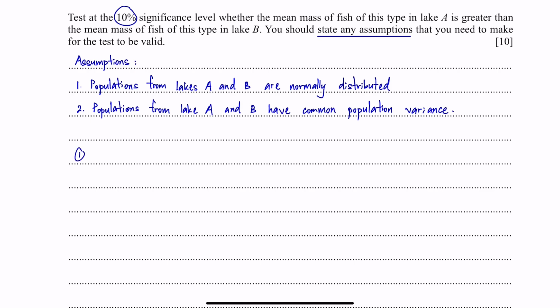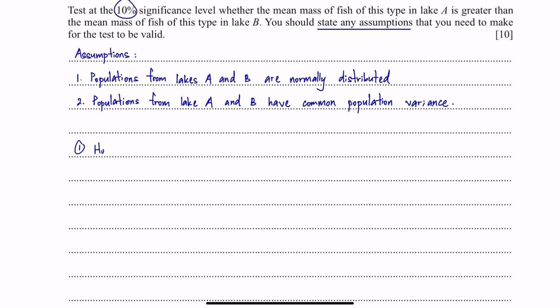So first step, we have the null hypothesis and alternative hypothesis. Null hypothesis would be the mean of A equal to the mean of B. And the alternative hypothesis would be the mean of A is larger than the mean of B, as stated in the question.